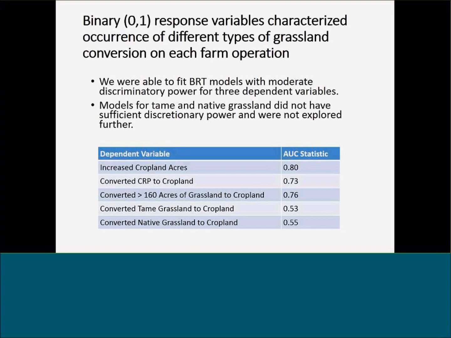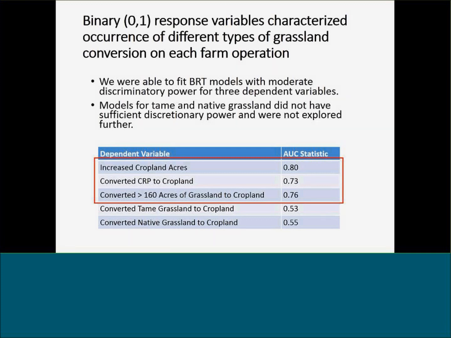So what we did was we fit models with a binary response that characterized the occurrence of different grassland conversion types on each farm operation. For 3 of these, the dependent variable was operations that increased cropland acres, converted at least some CRP to cropland, and converted at least 160 acres of grassland. So, trying to identify the areas where lots of conversion was taking place, we were actually able to fit models that had reasonably good discriminative power.